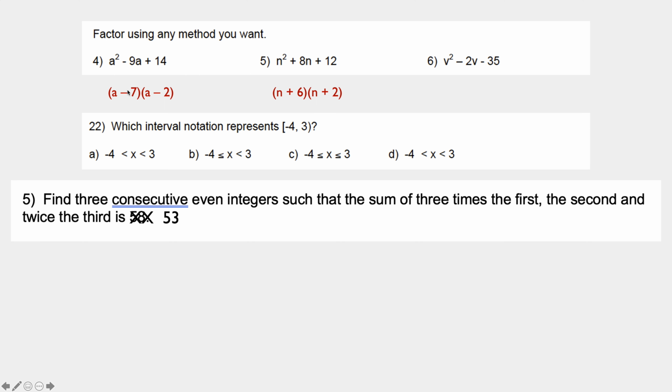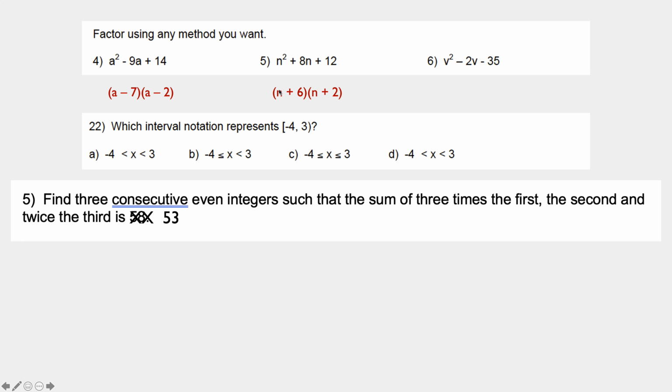I should also, for both of these, do a quick mental check. a times a is a squared. a times -2 is -2a's. -7 times a is -7a's. -2a's and -7a's add up to -9a's. -7 times -2 is 14.